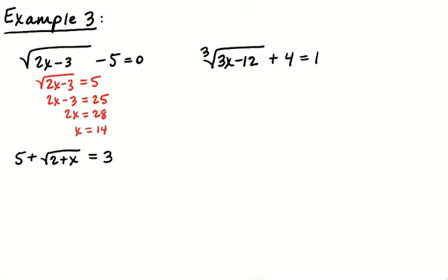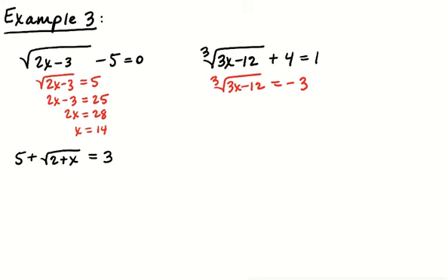Okay, over here on the right, I'm going to subtract 4 to get the radical by itself. That's the cube root of 3x minus 12 equals negative 3. You might be thinking, oh no, this could be a problem. But it's okay for a cube root to come back negative. You take the third root of a negative number, it's going to come back negative. It's not a big deal.